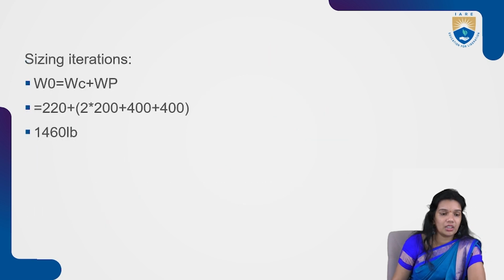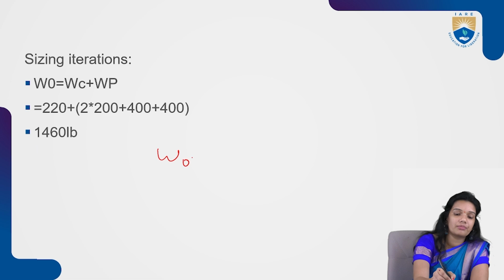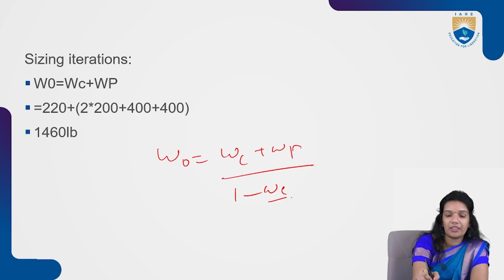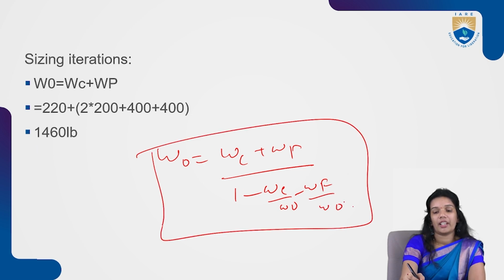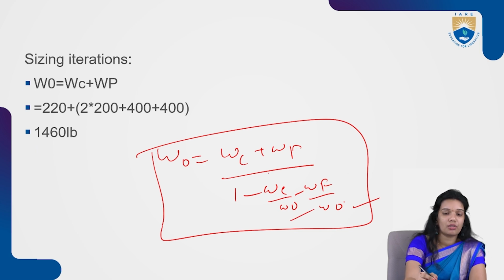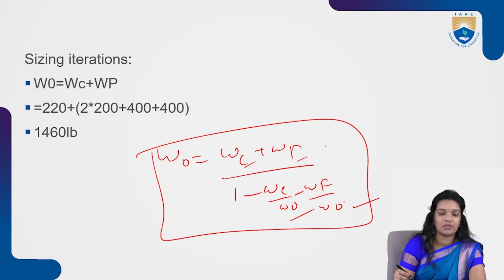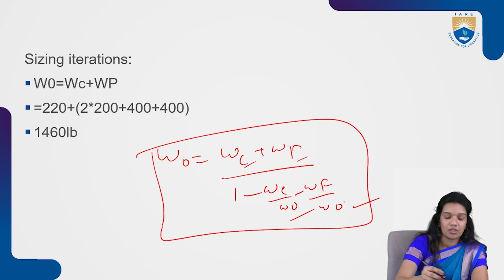Now we are going to size it or iterate it, right? When you're trying to iterate it, the numerator is what? My W naught is crew plus payload by 1 minus empty weight fraction minus fuel weight fraction. This is your W naught, right? So I have fuel weight fraction, I have empty weight fraction in hand, right? So crew and payload, right?